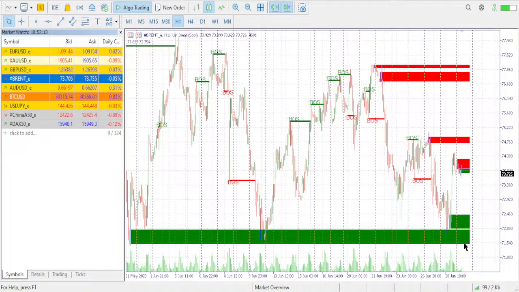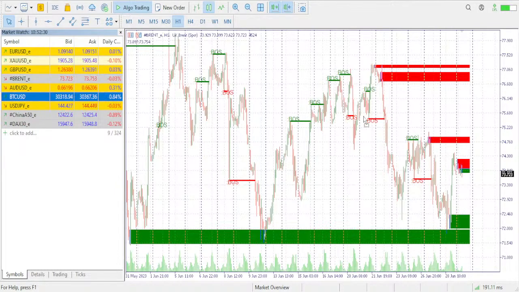There are not many break of structures on this chart, except for this point here. This was not a good one, this was a good one, this was a good one, a good one. This was not a good one, this was a good one, but these two were good ones.